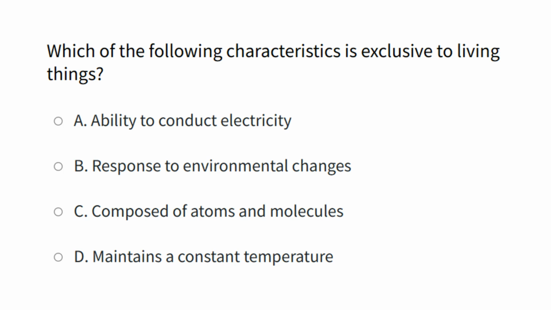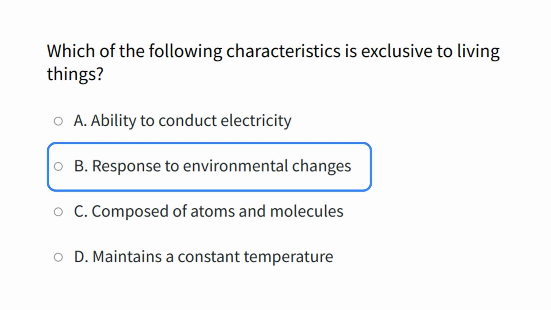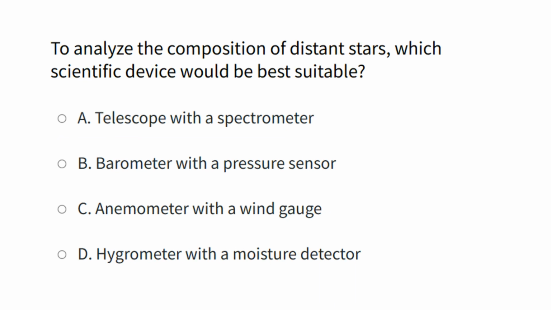Seventh question. Which of the following characteristics is exclusive to living things? A. Ability to conduct electricity. B. Response to environmental changes. C. Composed of atoms and molecules. D. Maintains a constant temperature. The correct answer is B. Response to environmental changes.